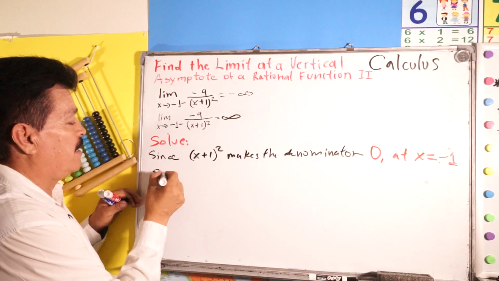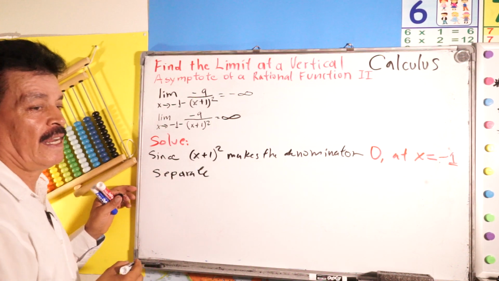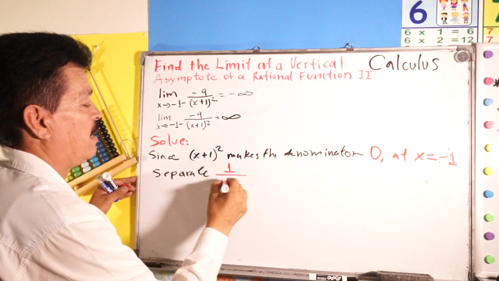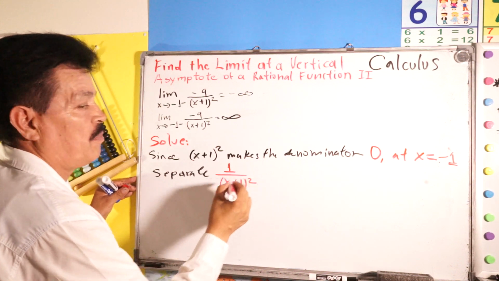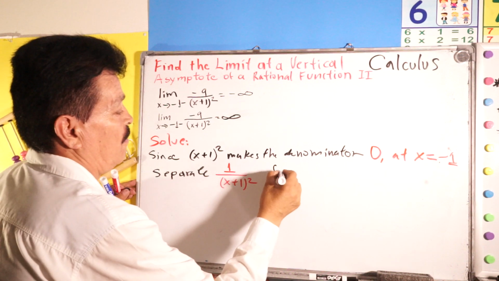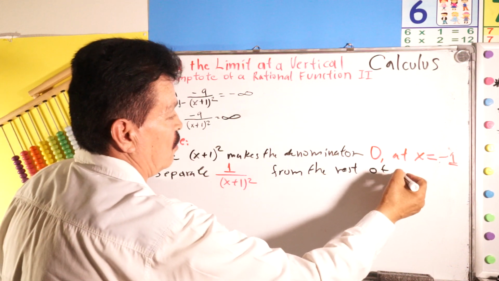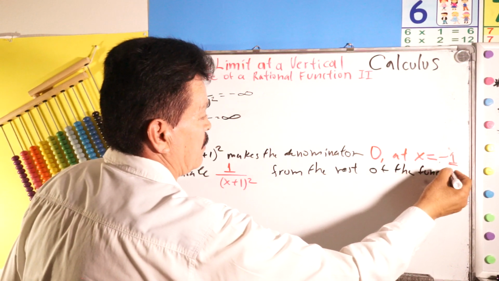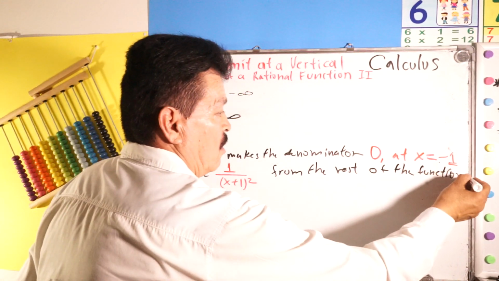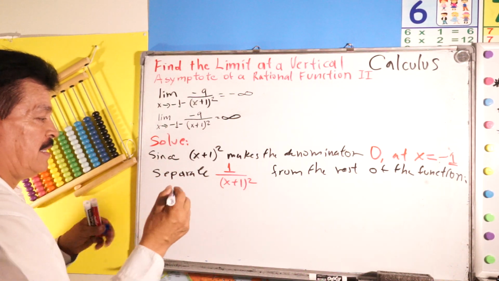Separate here, we have to separate here one, let's write 1 divided by x plus 1 to the second power here from the rest of the function. All right. So we will have this data here.